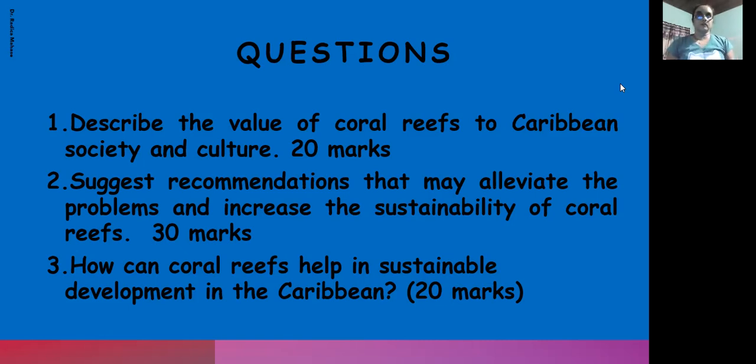Okay, so with that in mind, we're now going to go and look at some of the questions. Describe the value of coral reefs to Caribbean society and culture. Suggest recommendations that may alleviate the problems and increase the sustainability of coral reefs. And how can coral reefs help in sustainable development in the Caribbean?